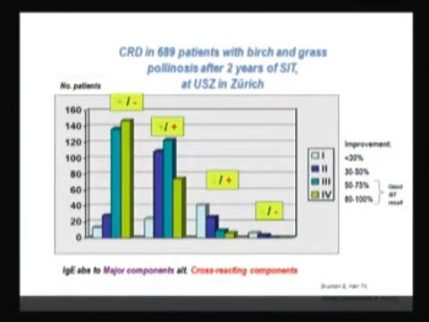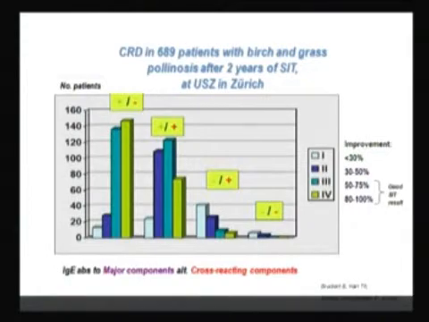And it has been done. This is a study from Peter Schmid-Grendelmeier in Switzerland, where you see he had about 700 patients with birch and grass pollinosis that he treated with SIT. And those patients, here you see the improvement rate, those patients which only were allergic to the major components give very, very good results. Here we have the number of patients in each group.